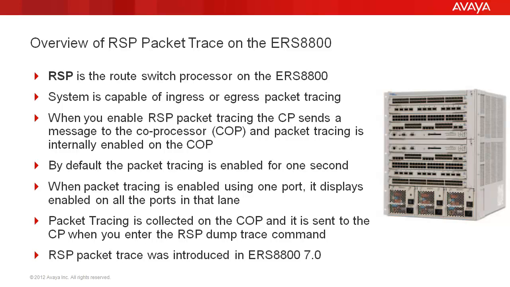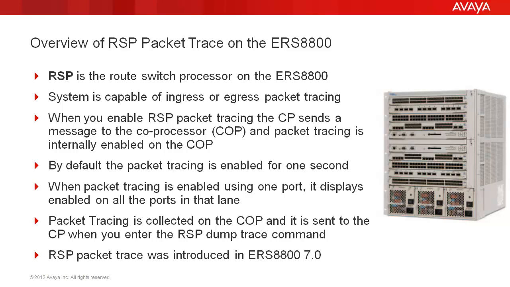The ERS8800 is capable of ingress and egress packet tracing on the processor. When you enable RSP packet tracing, the CP sends a message to the coprocessor, and packet tracing is internally enabled on the coprocessor. By default, packet tracing is enabled for a 1-second interval, which is a configurable parameter.